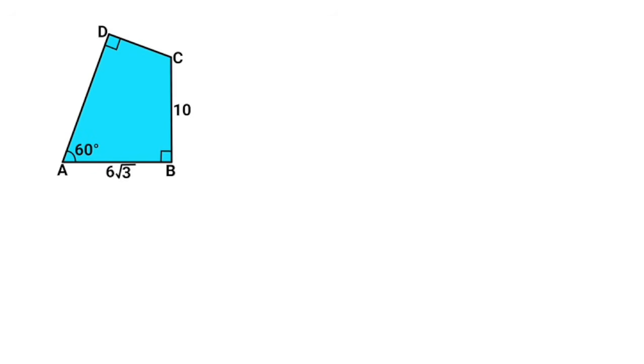In today's video, we are going to solve another interesting geometric problem. In this question, we are given a quadrilateral ABCD with two right angles at vertices B and D. We also know that the interior angle at A is 60 degrees. The base side AB is 6 square root of 3 and the vertical side BC is 10. Our goal is to find the exact area of this quadrilateral.